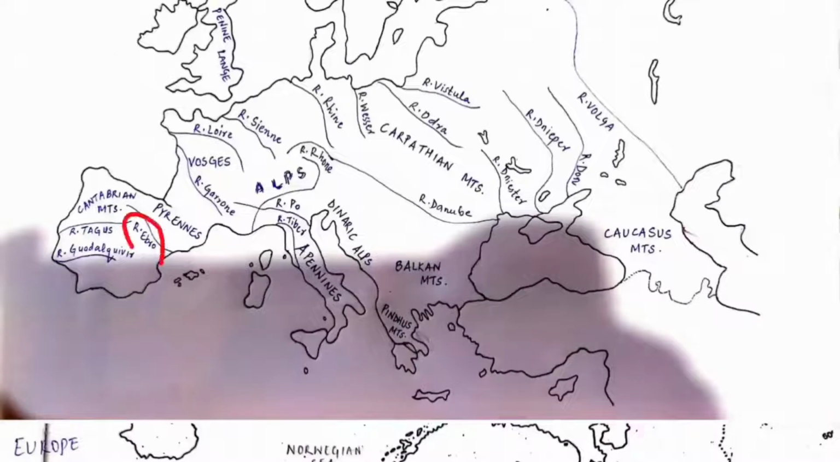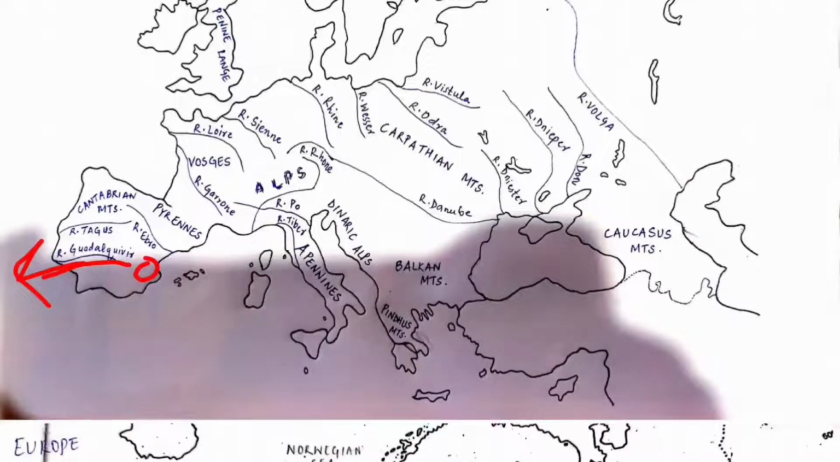Fine. Coming to the next river, that is the river Ebro. We have this river Ebro in Spain, and it originates from the Cantabrian Mountains, and it drains in the Mediterranean Sea. Very easy to remember. Then we have another important river, the river Guadalquivir, and this Guadalquivir originates from Spain, and it drains in the Atlantic Ocean.